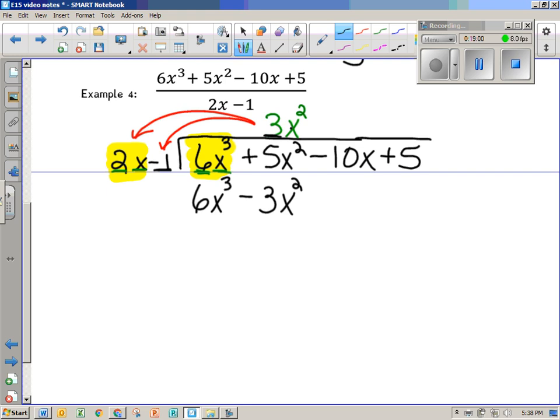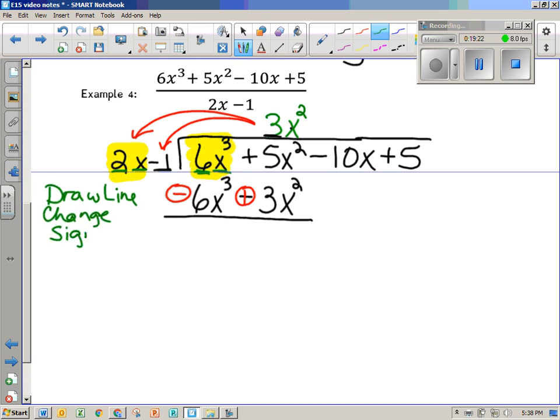There we go. Draw the line, and I'll use a different color to change the signs. You might find that helpful when you're doing your work as well. So draw the line, change the signs, and combine. I'll actually write that out here. Draw the line, change the signs, combine.